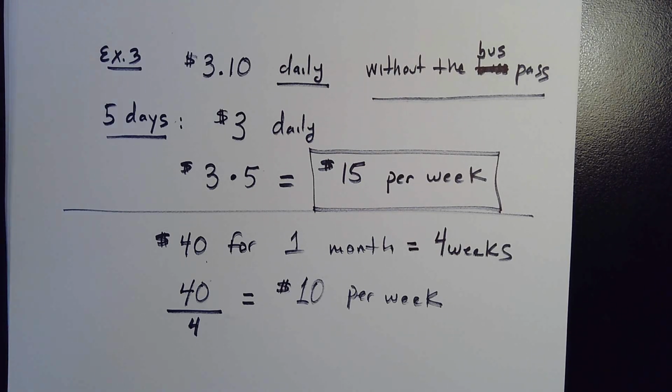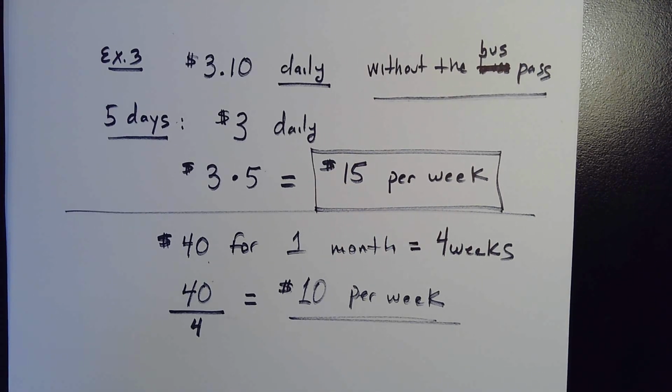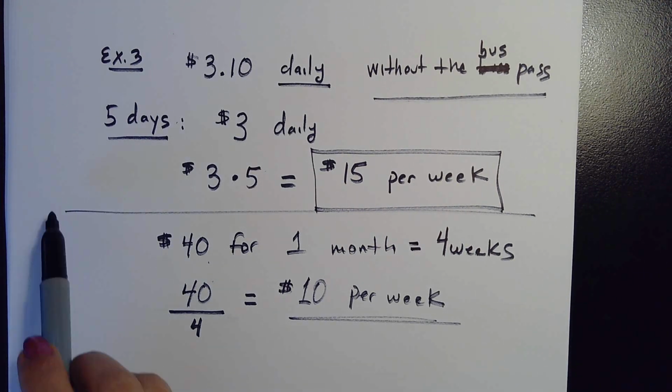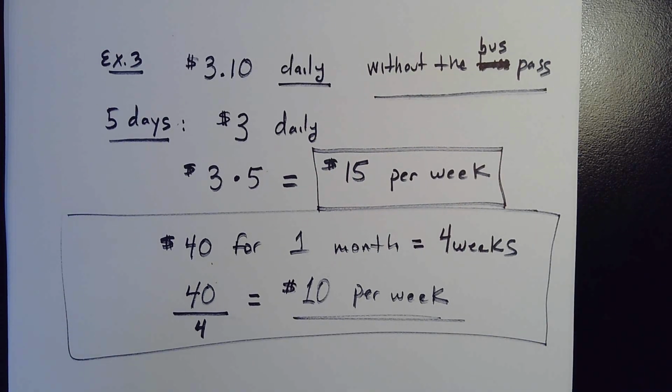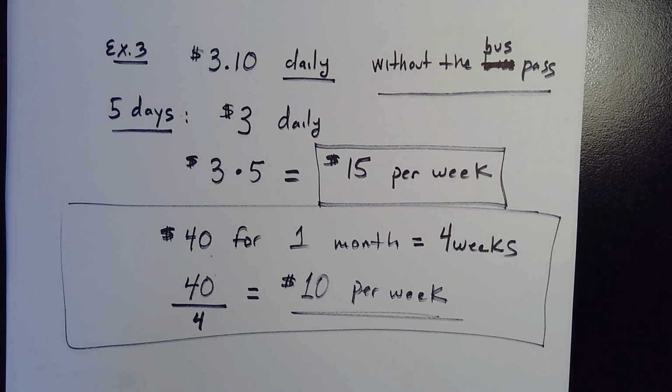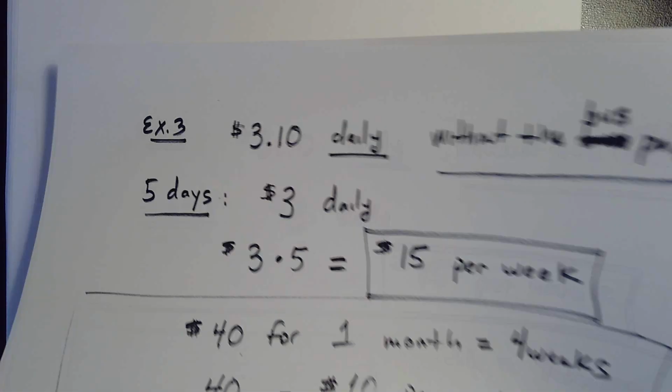So it's cheaper for her because she's going to pay $40 for 1 month. It's a lot easier: you divide it by 4 weeks, since there are 4 weeks in a month. She's spending only $10 per week. So she should definitely purchase this bus pass. It's a better deal for her. All right, so you have example number 3. Let's continue.